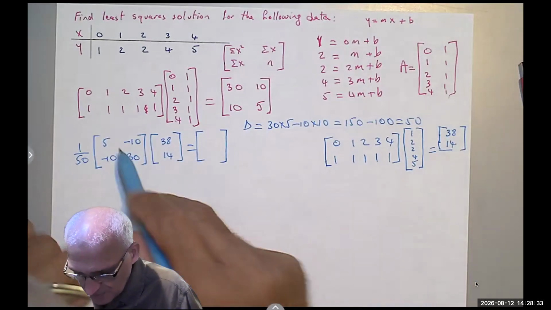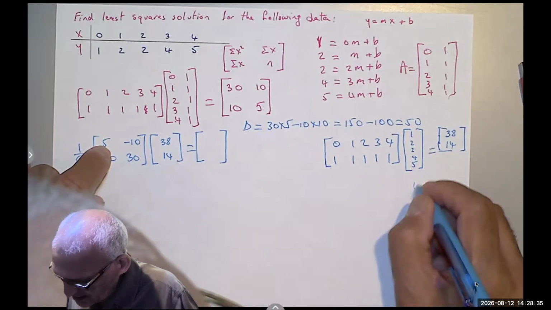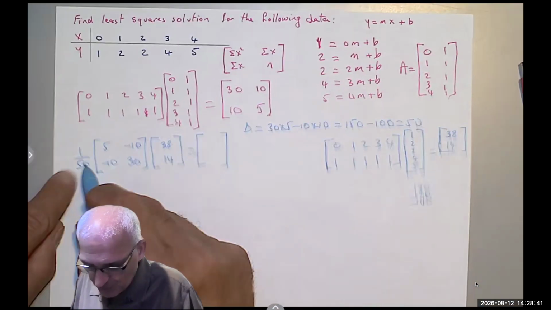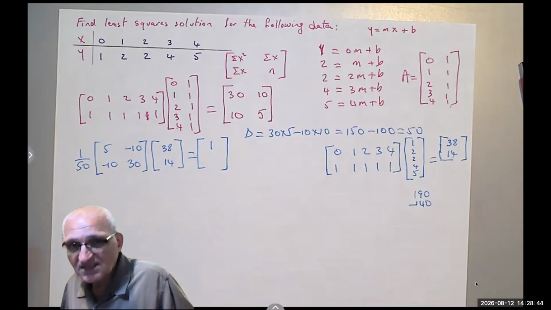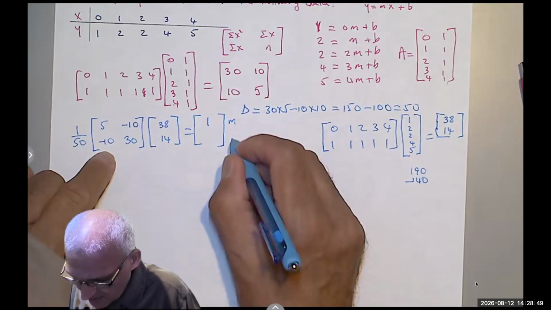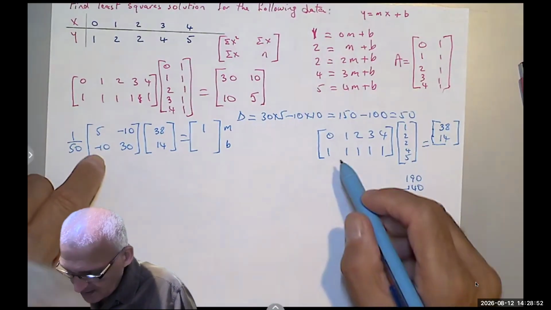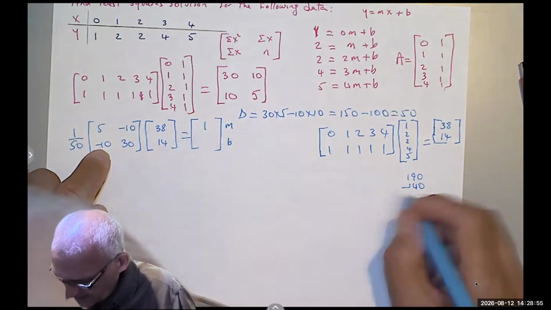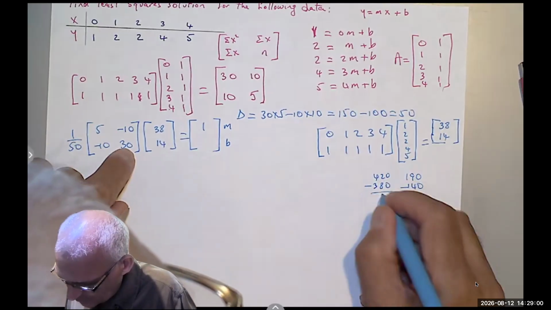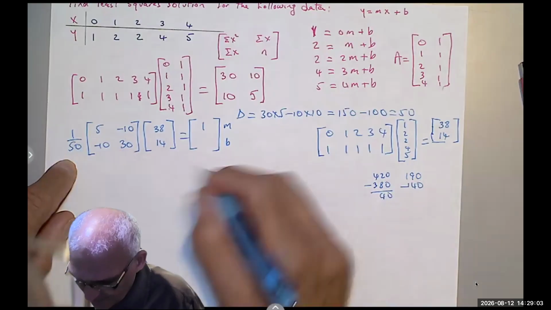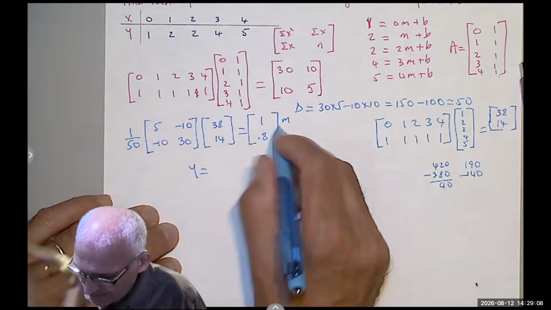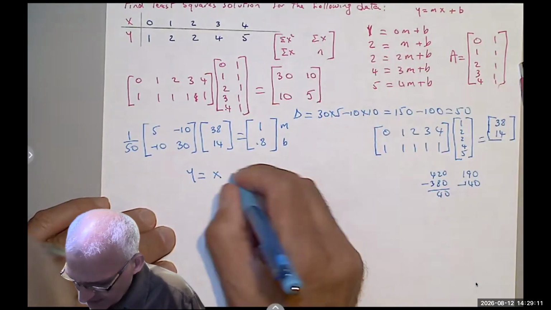Okay, so 5 times 38 is 190, minus 140 is 50. But 50 over 50 is 1. Instead of saying divide by 50, it's 1. The second row, so m is 1. And the y-intercept is -380 plus 420. So that's 40. 40 over 50 is 4/5, or 0.8. So I get y equals, m is 1, so x plus b, plus 0.8.